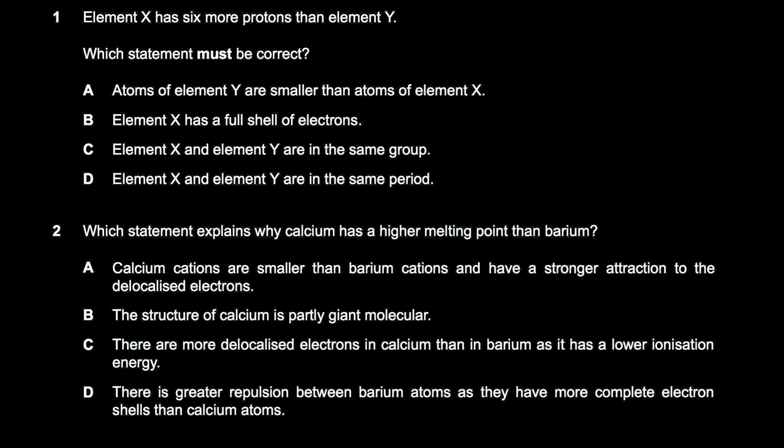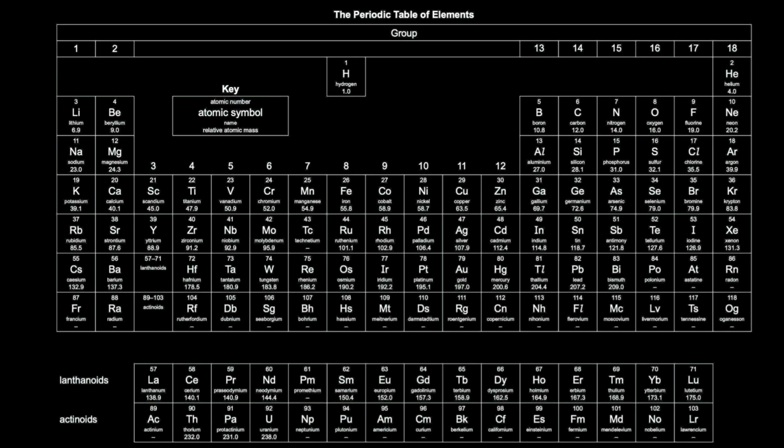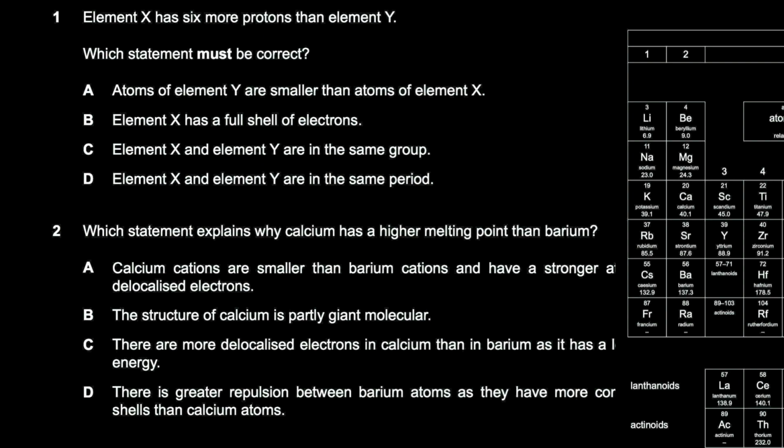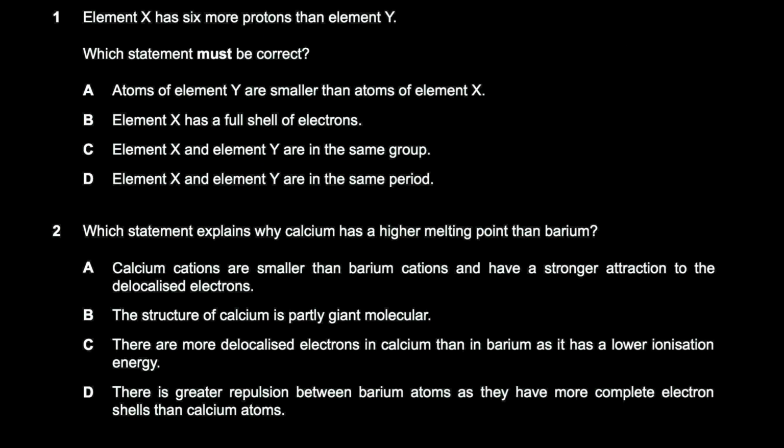So X has 6 more protons than Y. Now let's say that they were in the same period. So let's take something like lithium versus fluorine. If we took lithium versus fluorine, fluorine is actually smaller. So fluorine would be X, it has 6 more protons, and Y would be lithium. So in that case, Y is actually bigger. It doesn't have to be smaller. So statement A is incorrect.